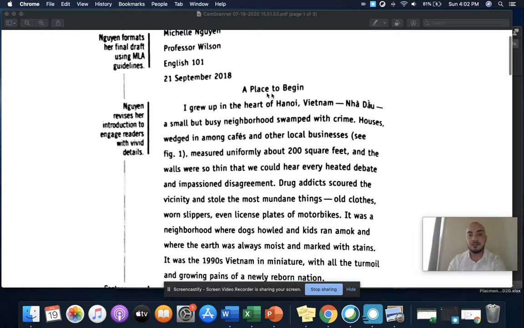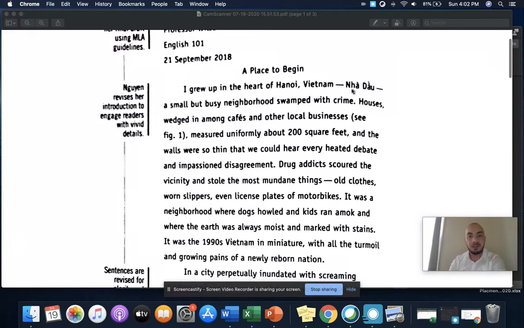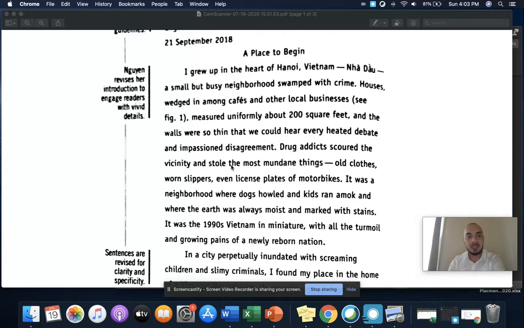So the essay begins, "A Place to Begin." I grew up in the heart of Hanoi, Vietnam, Nha Giao, a small but busy neighborhood swamped with crime, houses wedged in among cafes and other local businesses, measured uniformly about 200 square feet, and the walls were so thin that we could hear every heated debate and impassioned disagreement.